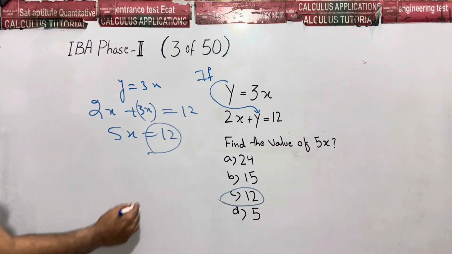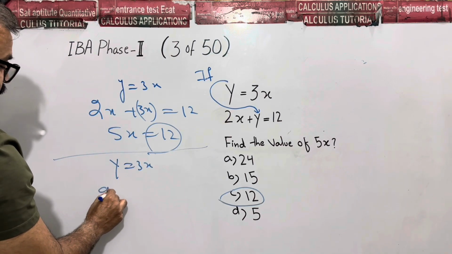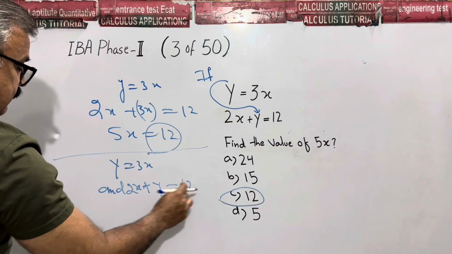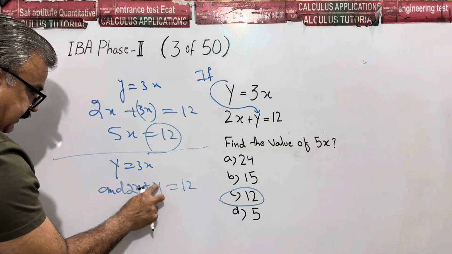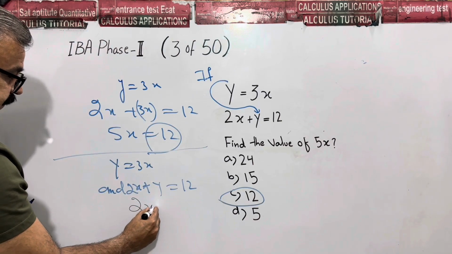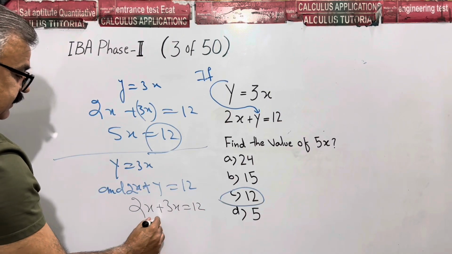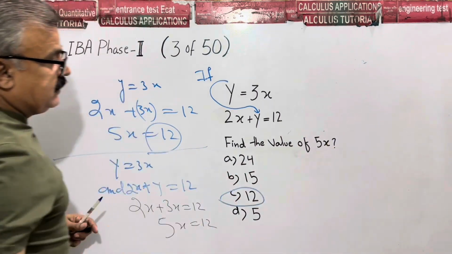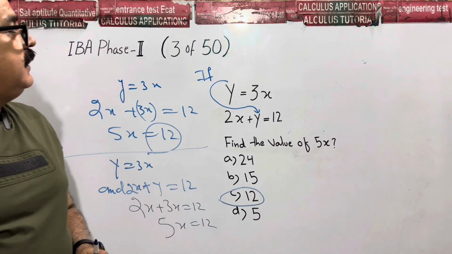That's our right option. Or, y is equal to 3x and the second equation is 2x plus y is equal to 12. Instead of this y, write 3x. That I have done here, but a direct one: 2x, instead of y write 3x. 2x plus 3x is equal to 5x. And look at this, we are asked to find the value of 5x. And 5x is equal to 12, it's our right option.